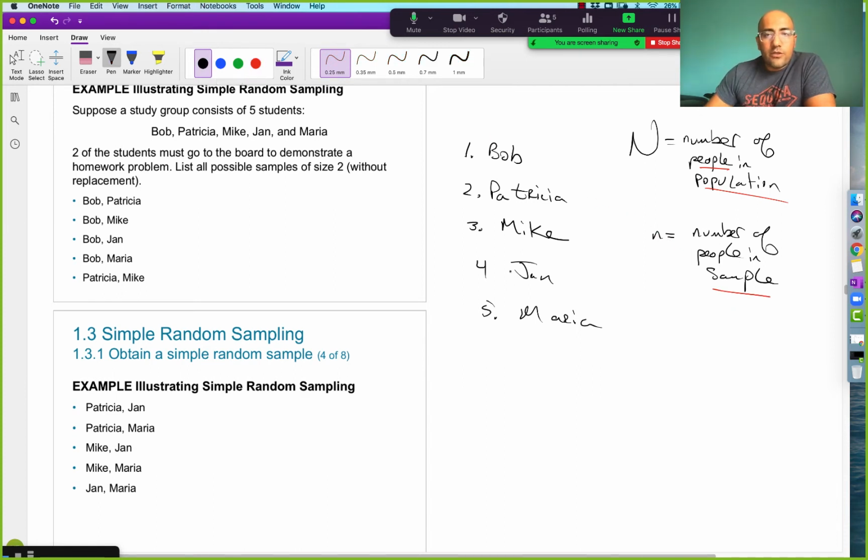Okay, so one thing we could do is note that N goes from 1 through 5 in this example, and so we can just have technology randomly give us some numbers, right? So you go to a computer program or something and say between 1 through 5, randomly give me 2 numbers. So it might give you the number 5 and the number 2, for example. And then you can come back and go, oh, that means it's Maria and Patricia. Remember, order doesn't matter. Good. So that's another way to do simple random sampling.